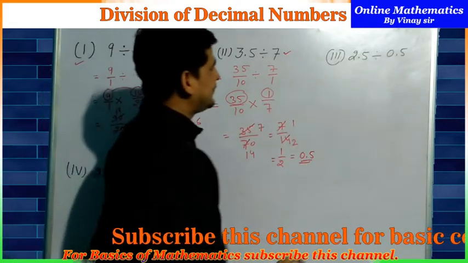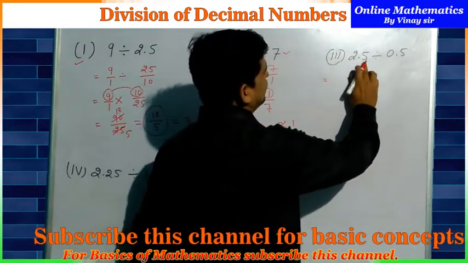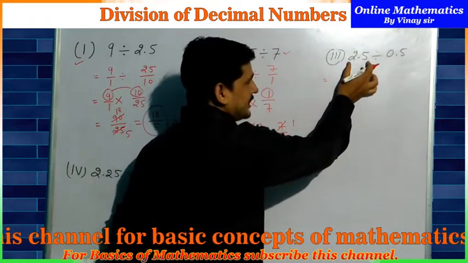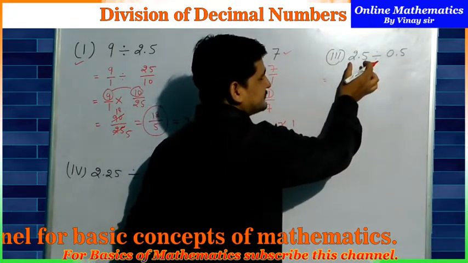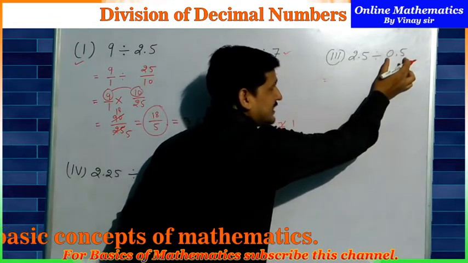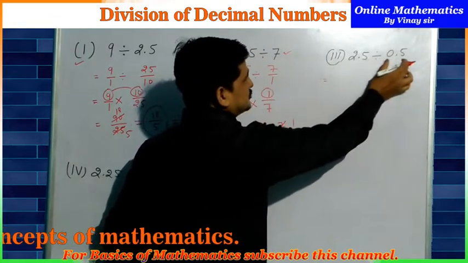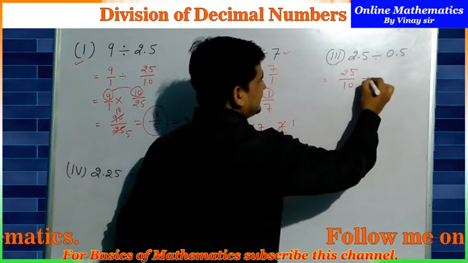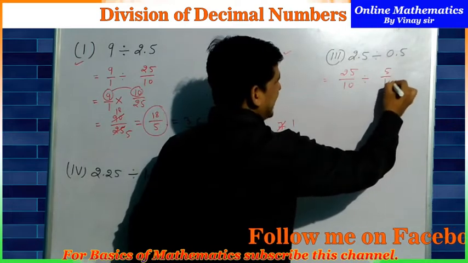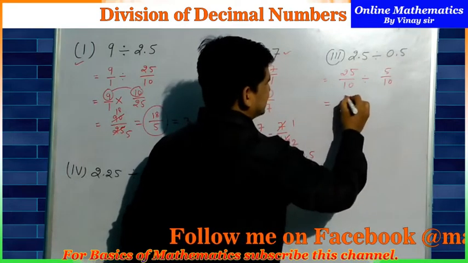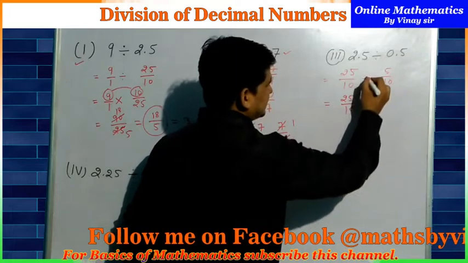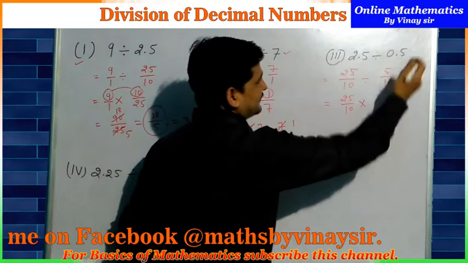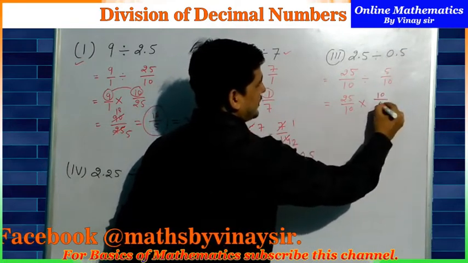Now see the next example that we have. 2.5 is divided by 0.5. Now here we have a decimal number and we are going to divide this decimal number by a decimal number. So simply we have to write these two numbers in the form of fraction. So this will be 25 upon 10 divided by 5 upon 10. Okay, first number will be written as it is, that is 25 upon 10. Division sign will be changed into multiplication, and we have to write the reciprocal of the second number. It will be 10 upon 5.